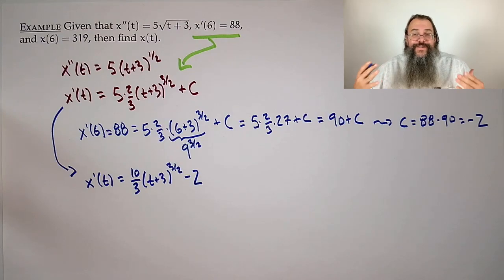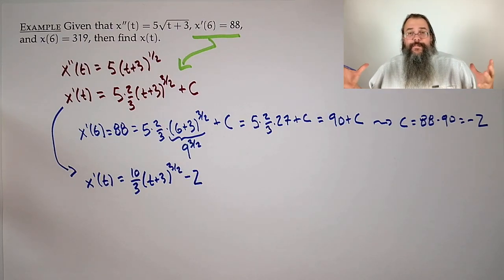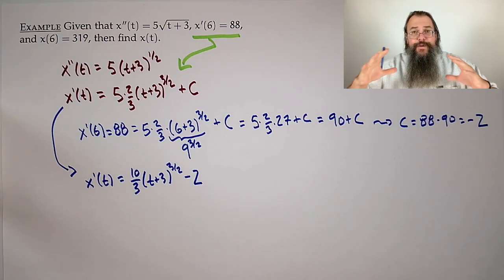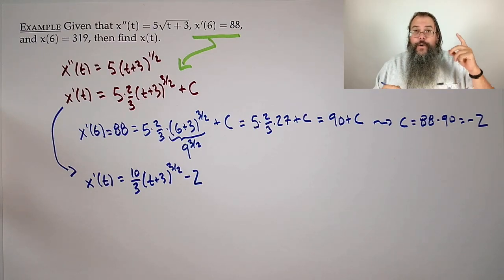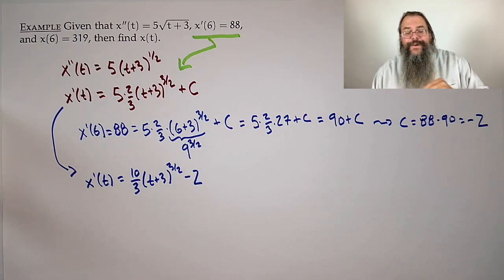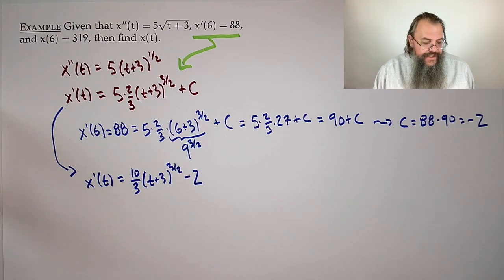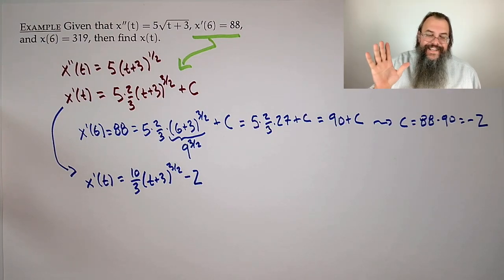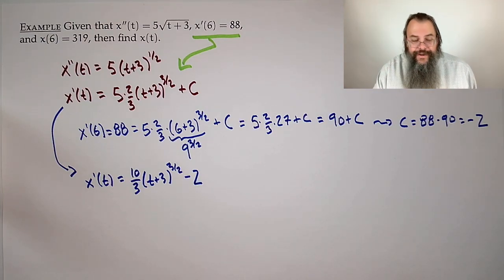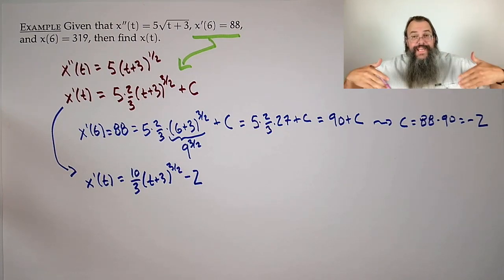Hey, it feels great because we started with a problem involving x double prime, and now we're down to a problem involving just x prime. We're halfway there. We have made great progress. Woohoo! But we can get all the way. All right, so the next step, well, repeat.